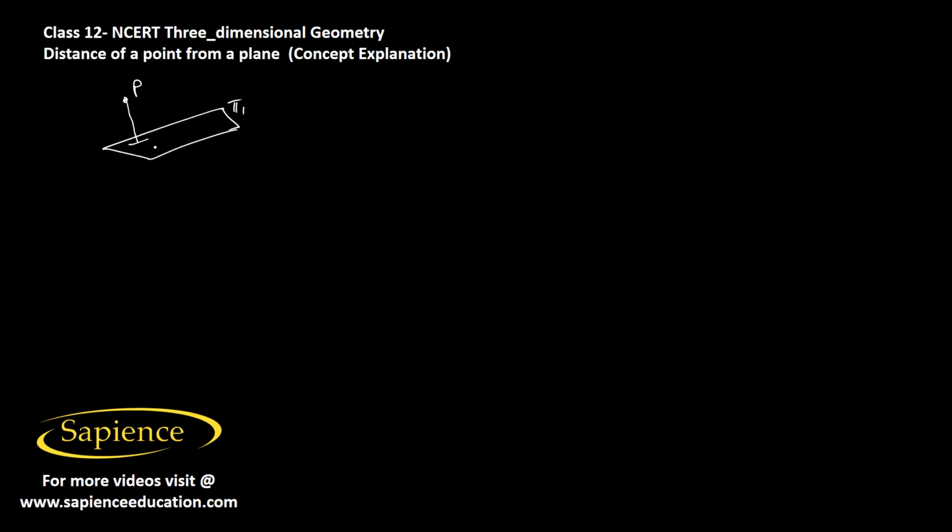It means the length PM, where M is the foot of the perpendicular drawn from this point P on the plane. So PM is perpendicular to the plane pi 1, and the length PM we need to find. Suppose the length PM only, you can say.